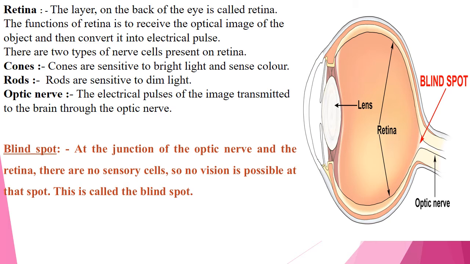Now, the nerve that connects the eye to the brain, or which sends the electrical pulses of the image to the brain, is the optic nerve. Children, as you can see in the figure, at the junction of the optic nerve and the retina, there are no sensory cells. So, no vision is possible at that spot, and this is called the blind spot.